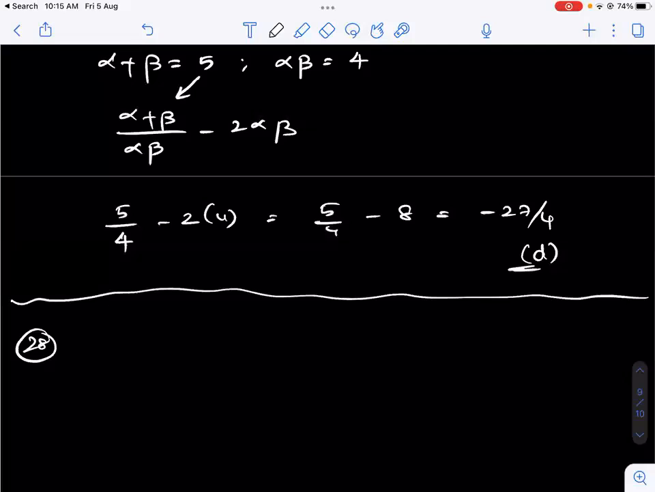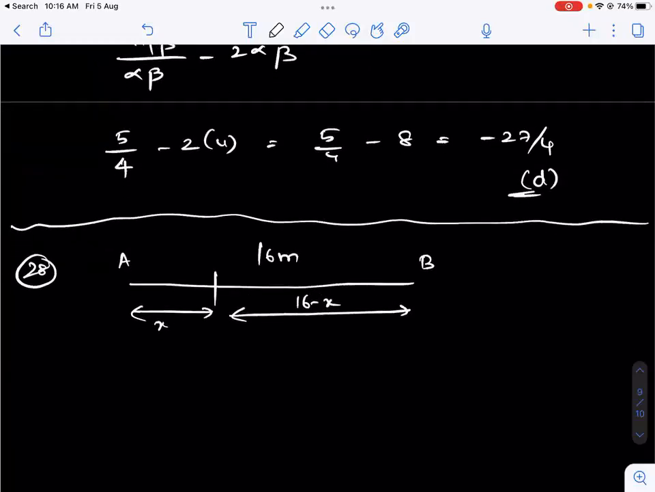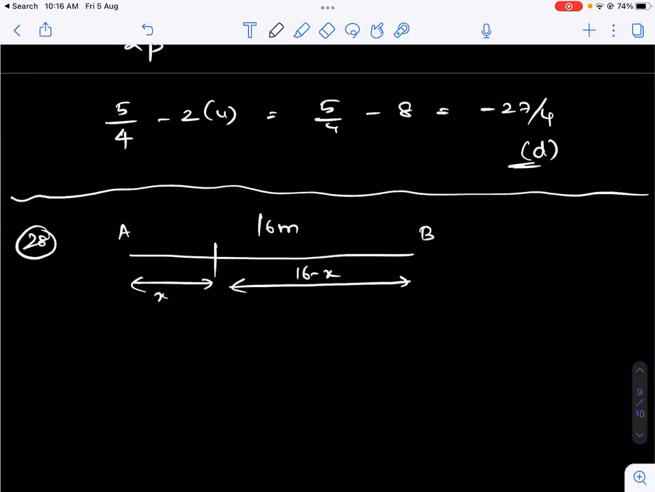28. So there is a rope which is of 16-meter length. It is divided into two parts. So if one of the parts is x, the other part will be 16 minus x. Is that right? Okay. So they told such that twice the square of the greater part. I don't know which is greater part. I am assuming x is greater.